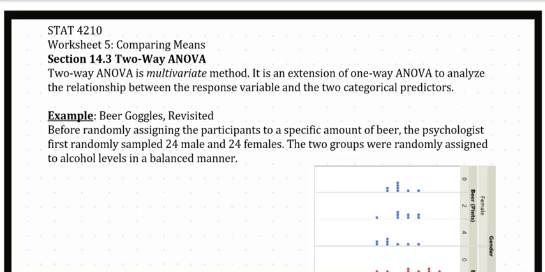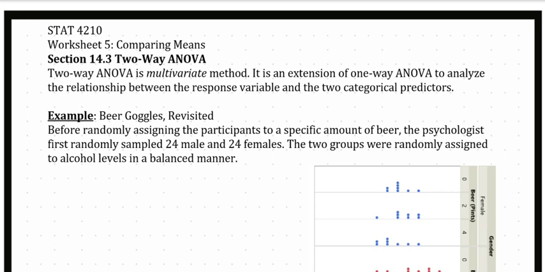So we have looked at one-way ANOVA, which has one quantitative response and one categorical predictor. We have looked at follow-up analyses for one-way ANOVA, including Fisher's confidence intervals and Tukey's confidence intervals. What we're going to do now is section 14.3 in the book, which is two-way ANOVA.